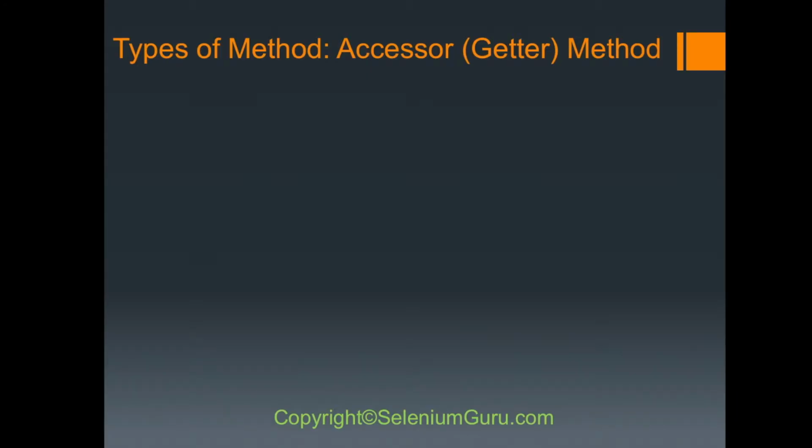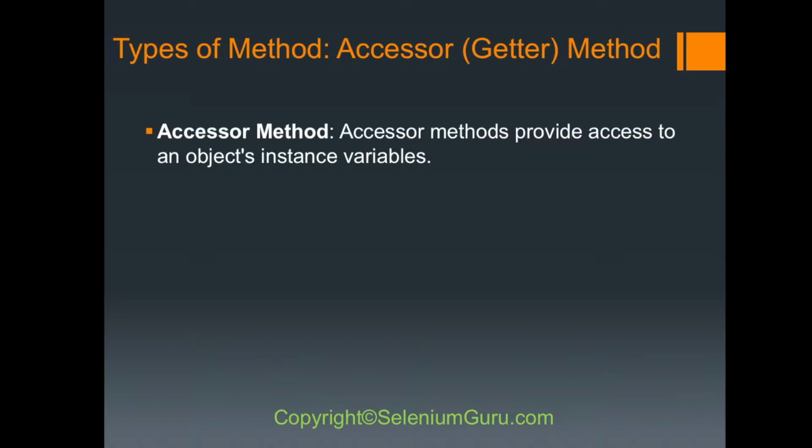In this lecture, we're going to talk about the other types of method called accessor or getter method. So what is an accessor or getter method then? Well, accessor methods provide access to an object's instance variables. When we created make, model, and year in our class, those are instance variables, right? So if we want to have access to those instance variables from an object, you can do that using a getter method.